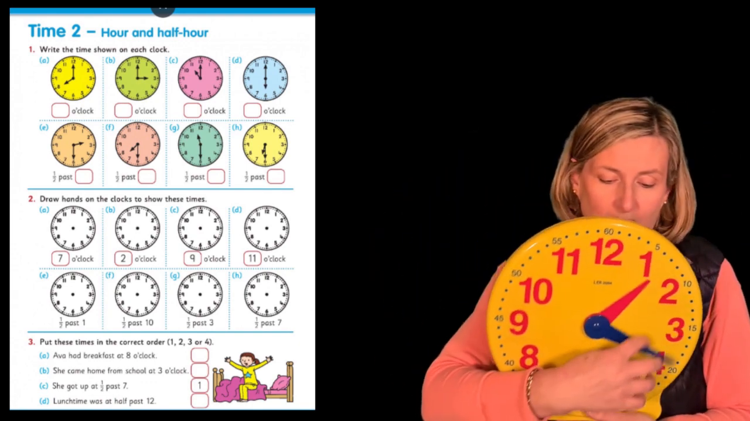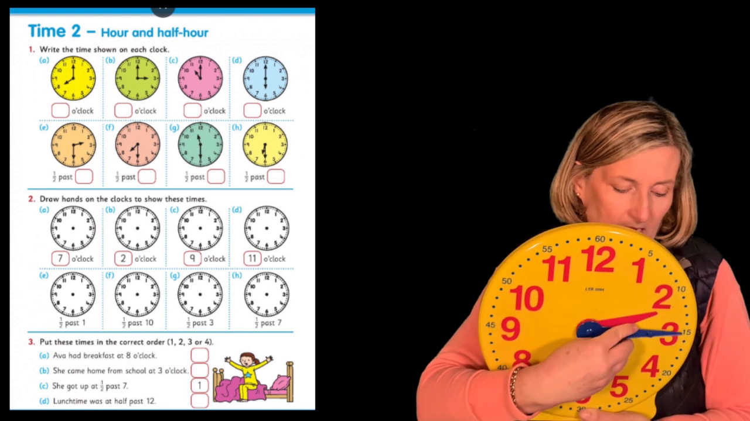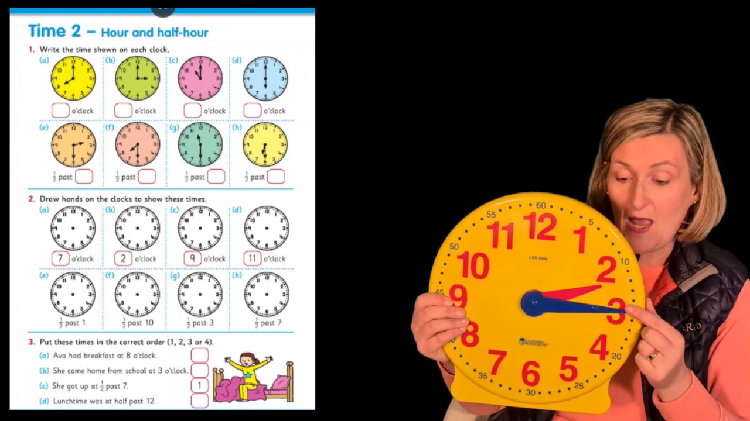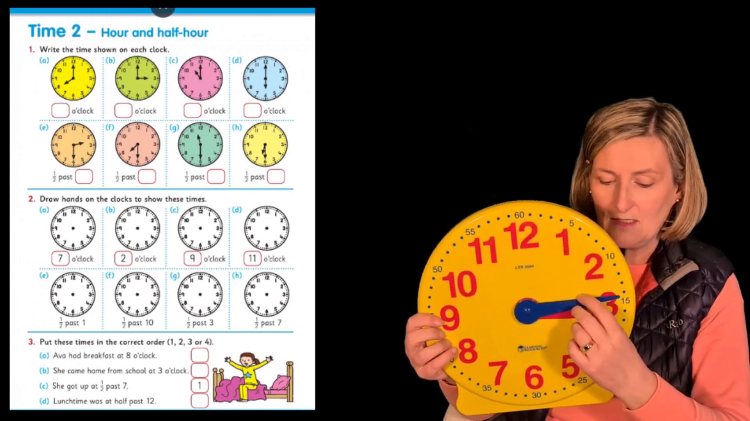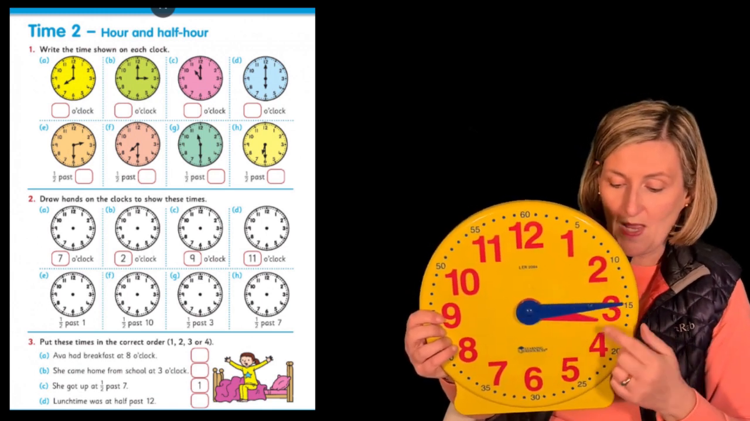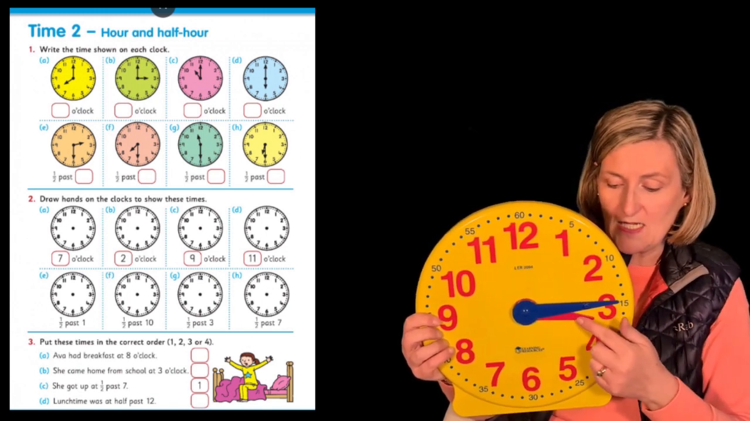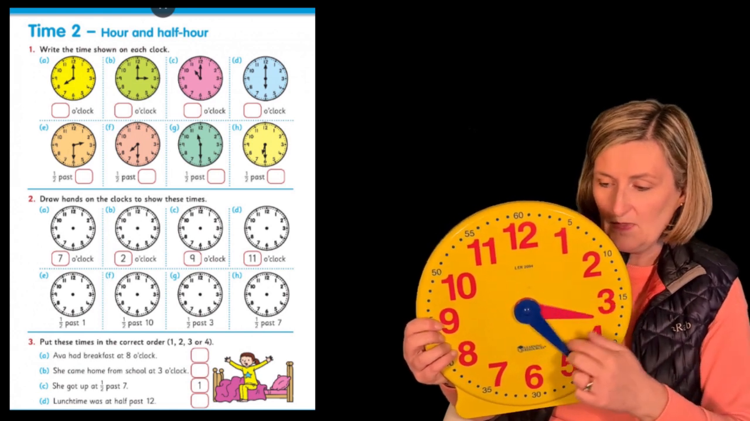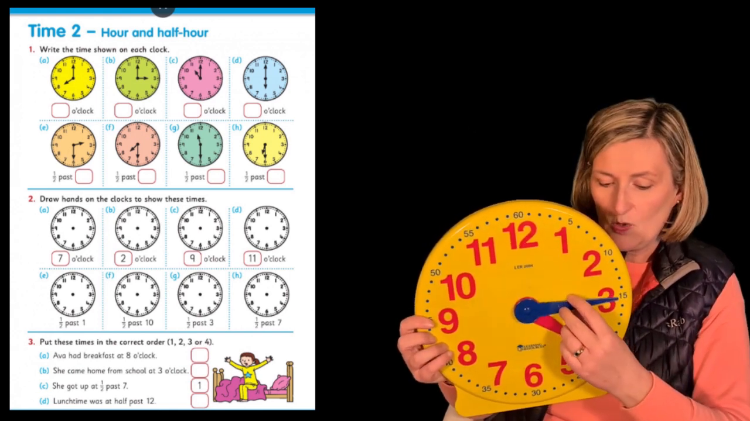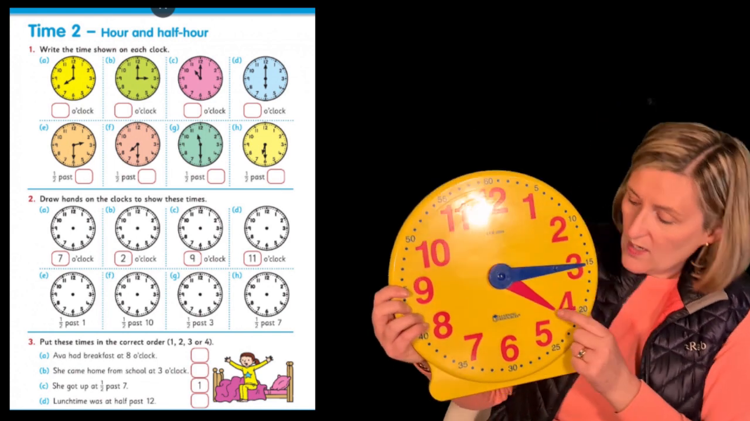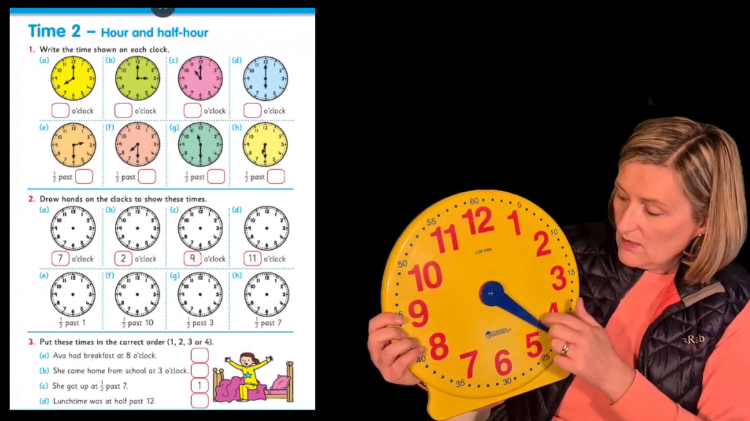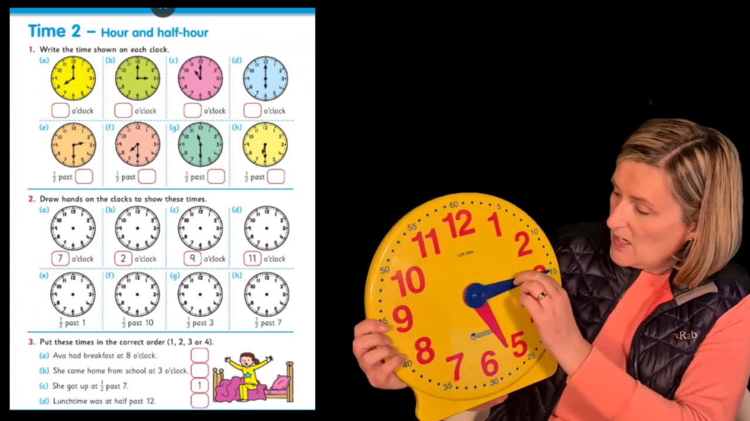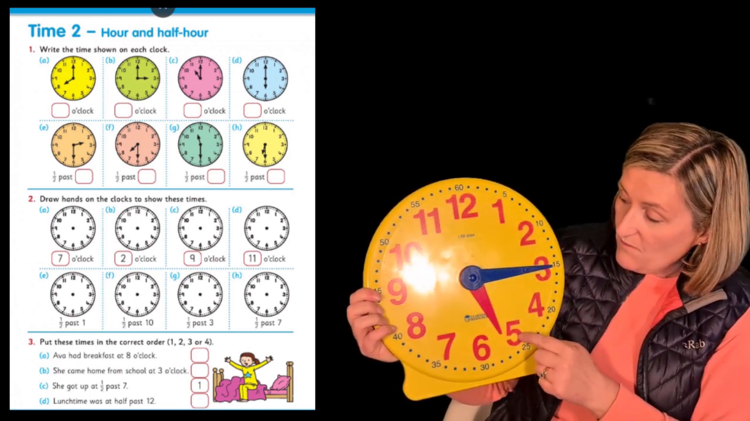If I move my clock on, it now says quarter past 2. Go again and it says quarter past 3. My hour hand has just gone past my 3. Now it says quarter past 4. And again, my hour hand has just gone past the 4. Go again, and we are quarter past 5.